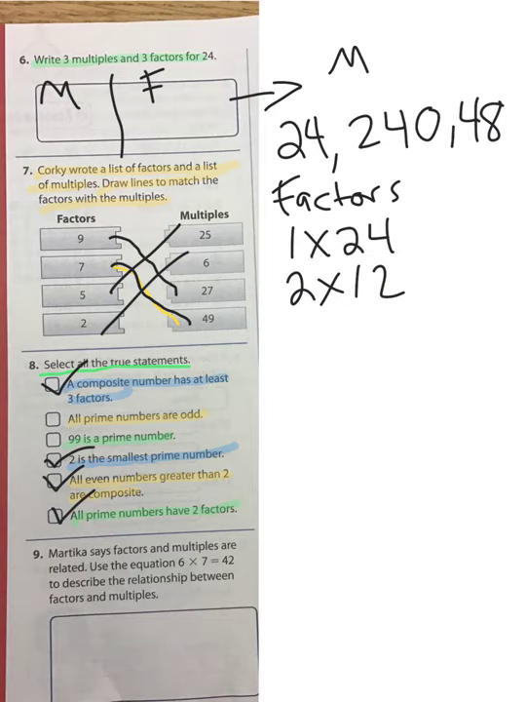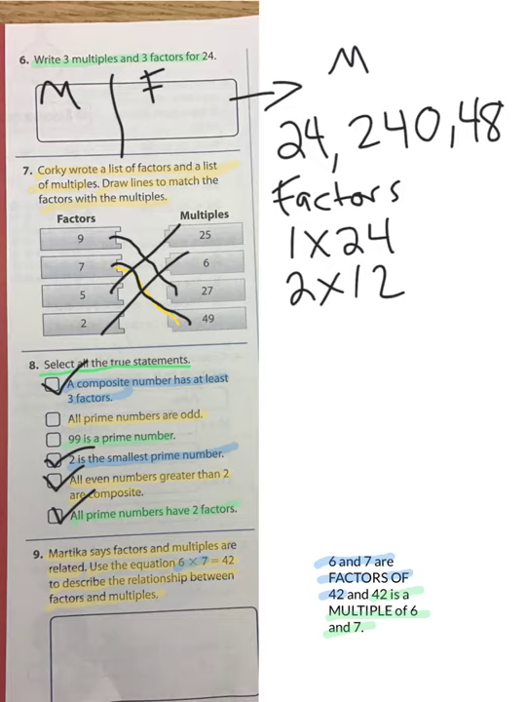This one is also going to be on your test almost exactly like this. It says, Marika says factors and multiples are related. Use the equation 6 times 7 equals 42 to describe the relationship between factors and multiples. In order to get this question correct, you need to have a sentence with something like this. 6 and 7, over here, they are factors of 42. You would also have to say that 42 is a multiple of 6 and 7.